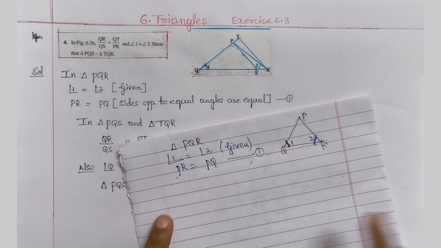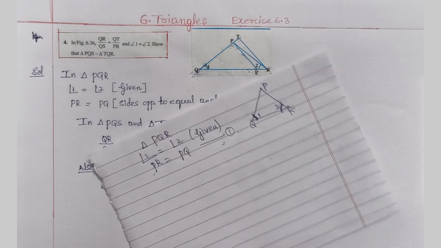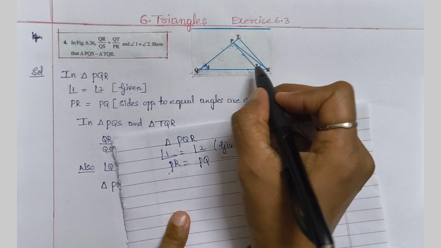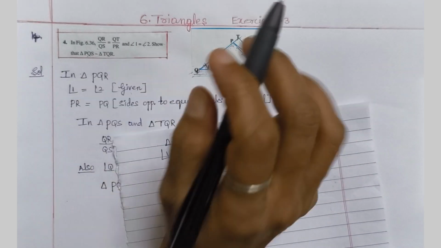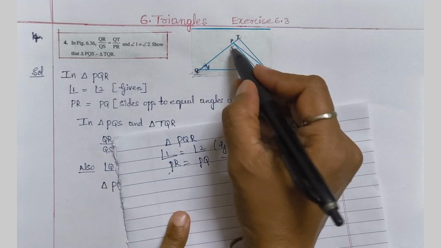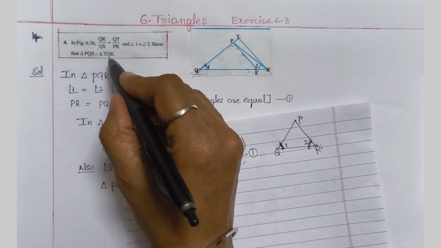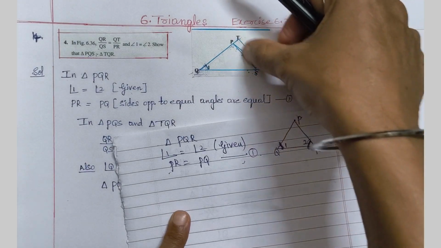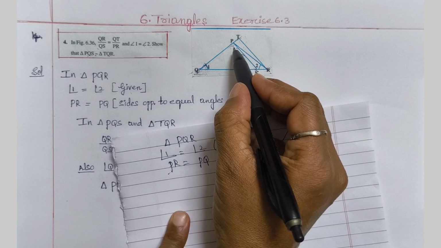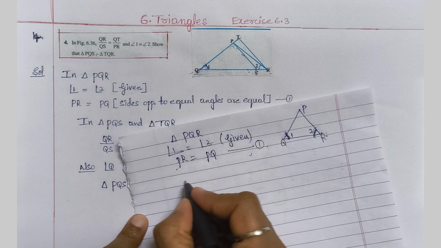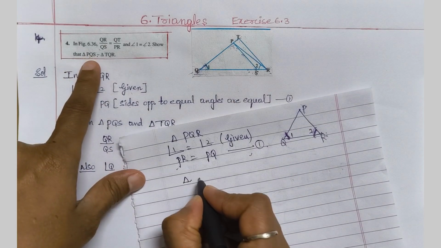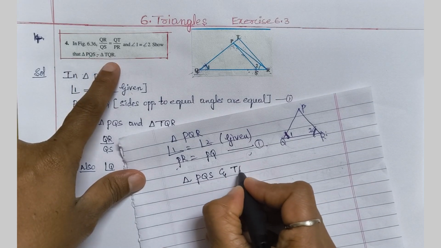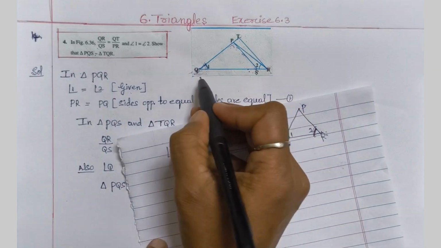Next, we will take the triangles that we have to prove similar. This PQR is finished. Now, which triangles do we have to prove similar? Only PQS and TQR. Leave this line. Now we will take only triangle PQS and triangle TQR. Taking two triangles means sides are proportional.